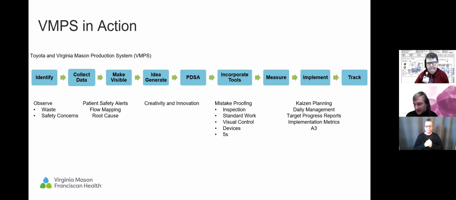They test these ideas, and while testing, they're thinking about how they can incorporate some of our VMPS tools, such as inspection, standard work, visual control devices, or 5S. Once they've landed on a great product, they're going to take it to the Gemba, they're going to measure it to make sure it works, and they're going to implement if they're happy with the outcomes. They can use some of our tools for that as well. And then we track the measurements over time.